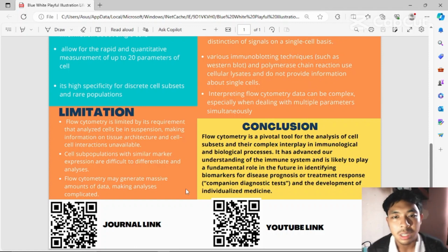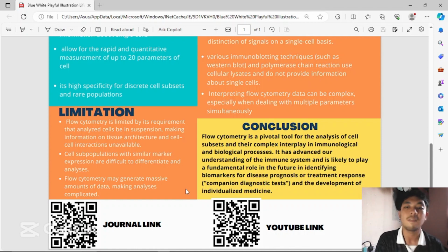Overall, flow cytometry is a pivotal tool for the analysis of cell subsets and their complex interplay in immunological and biological processes. It has advanced our understanding of the immune system and is likely to play a fundamental role in the future. So basically, flow cytometry right now is one of the important things in medicine for us to know the type of cell, and we can detect diseases like cancer cells, and we can know how the cancer cell is by using light radiation.